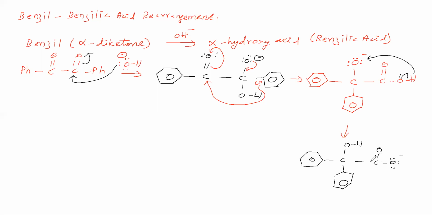It is called the benzylic acid rearrangement. Okay, let us go for the next reaction. The next reaction will take CH3 C double bond O phenyl ring. We have taken an alpha diketone, and we will treat this with OH minus. Now OH minus will attack the carbonyl carbon.